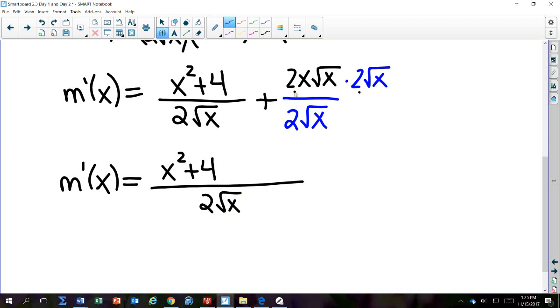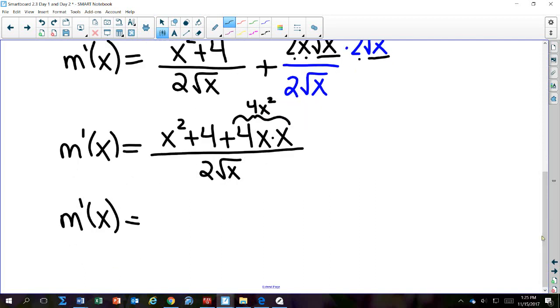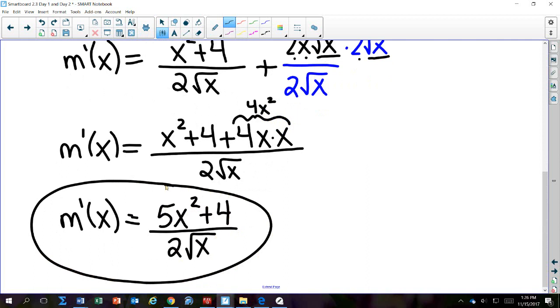What would this be? 2 times 2 is 4, right? We have 4x times, what is the square root of x times the square root of x? It's x. So really this term right here, rather than writing 4x times x, really this is 4x squared. Does everyone agree? Okay, so I can combine 4x squared with the other x squared here. m prime of x equals, this would become 5x squared plus 4 over 2 radical x, 2 times the square root of x. Any questions about that? That one took a lot of cleanup. What we got there. You okay? Can we move on to the next one?